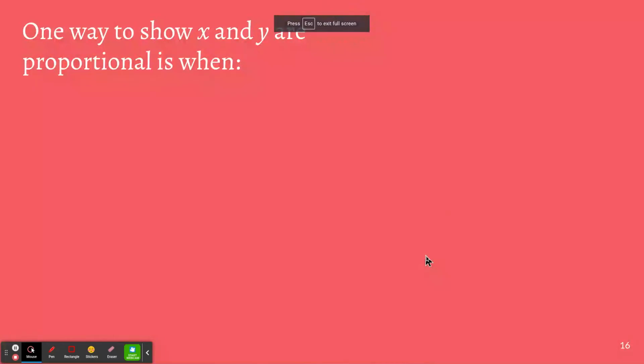I'm just going to read through these slides with you just to make sure that you have an understanding, because some of it can be a little bit confusing. We have talked in previous sections how to prove that X and Y are proportional. We've done cross products, we've turned them into decimals, we've done all these things.